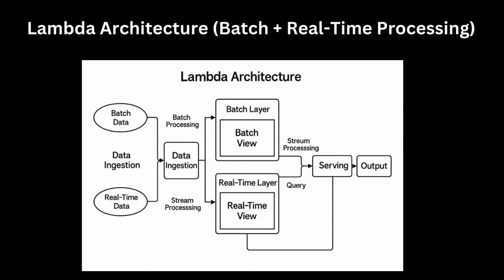Now let's see how Lambda architecture works. 1. Data ingestion. Incoming data is sent to both batch and speed layers, example, via Kafka. 2. Batch processing. Processes full datasets periodically, example, every hour. 3. Real-time processing. Handles latest events immediately, example, fraud alerts. 4. Query serving. Applications query both layers and merge results.